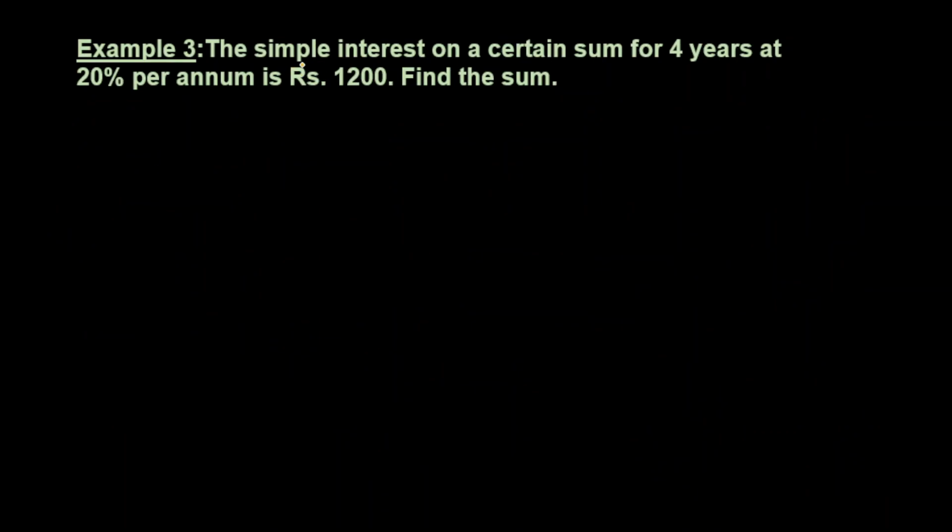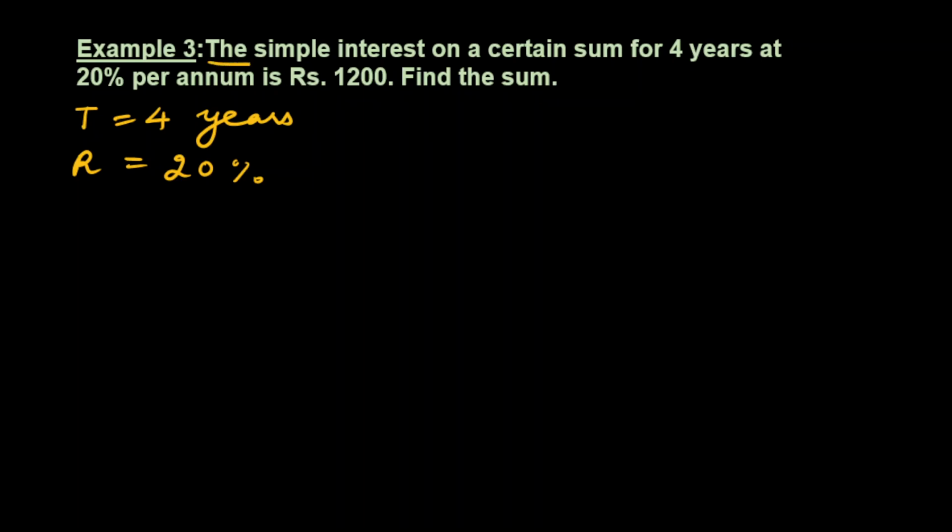So let's see what is given to us and what we have to find. The simple interest on a certain sum for 4 years. So time is given to us. Time period is 4 years. Percent means rate is given to us. So rate is equal to 20%. See here, the simple interest on a certain sum for 4 years at 20% per annum.